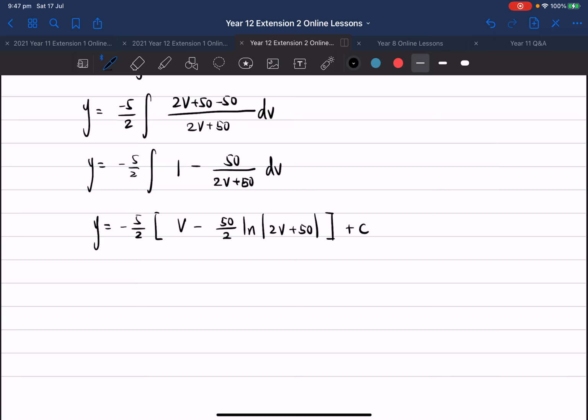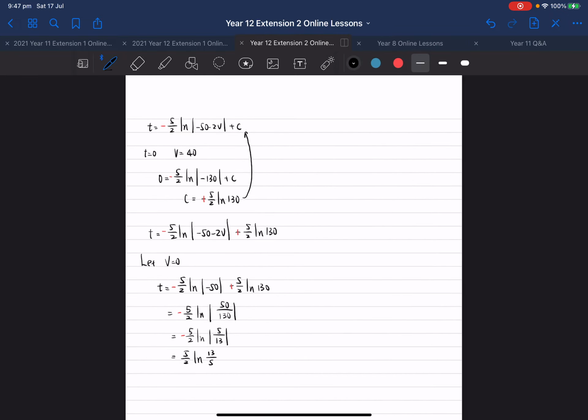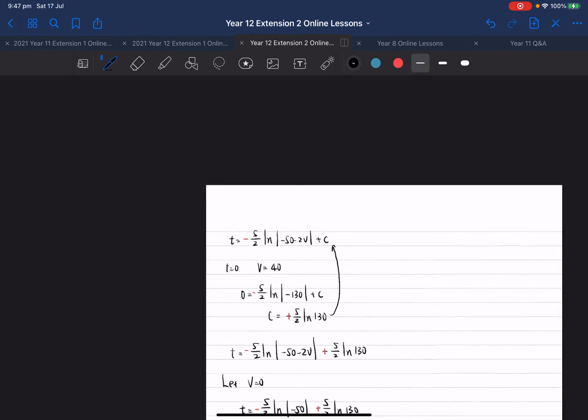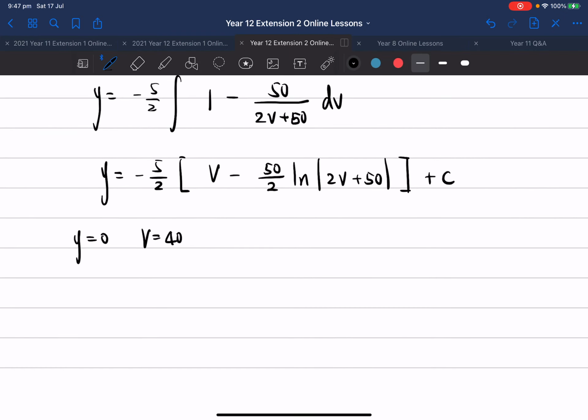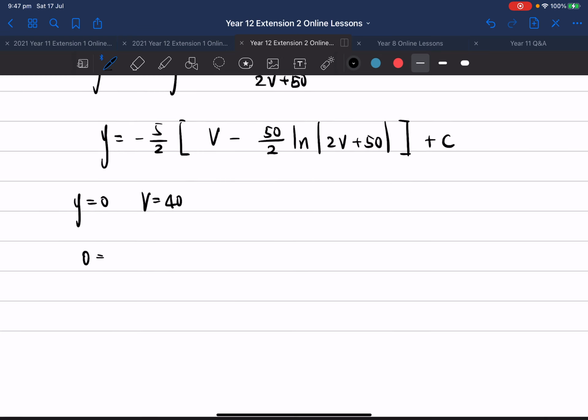Alright, now, next one is when y equal to 0, the initial starting position, the velocity is equal to, back to the previous one, the velocity is equal to 40. Alright, so when y is equal to 0, velocity equal to 40, I just need to find out what c equals to. Alright, this is pretty hard to do.